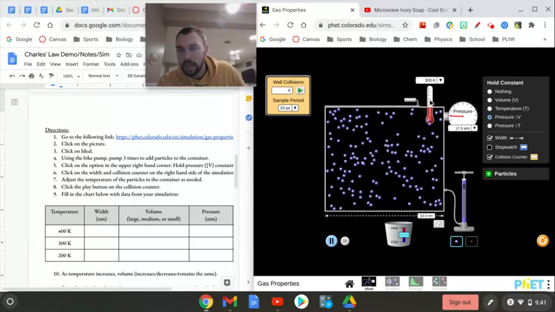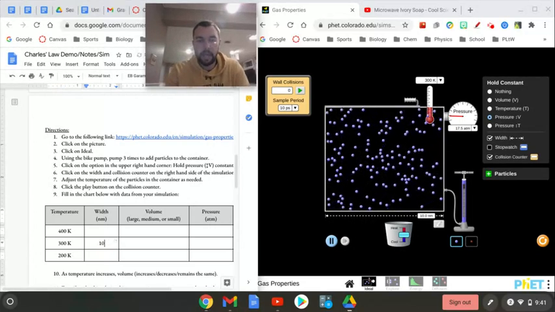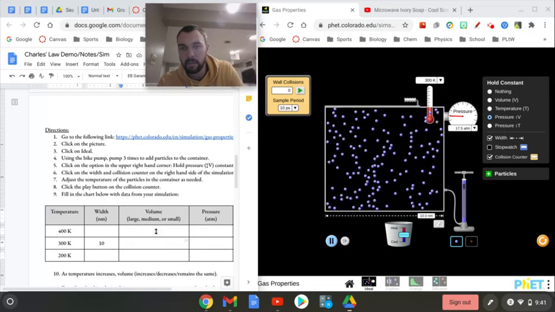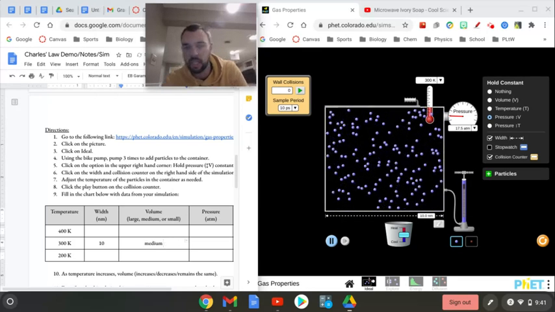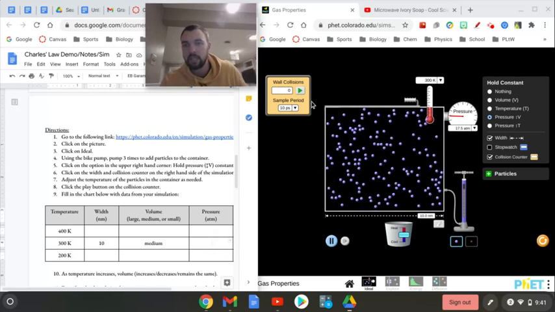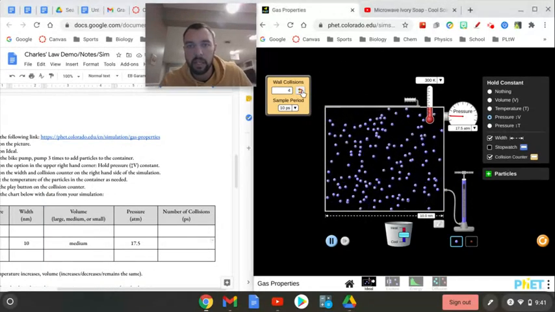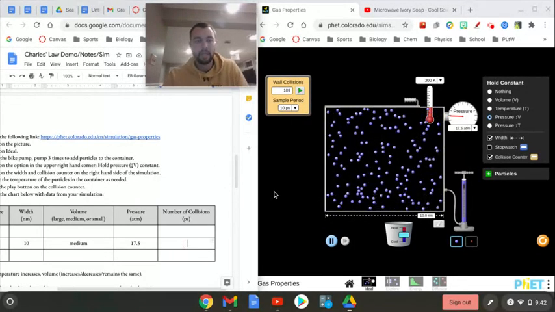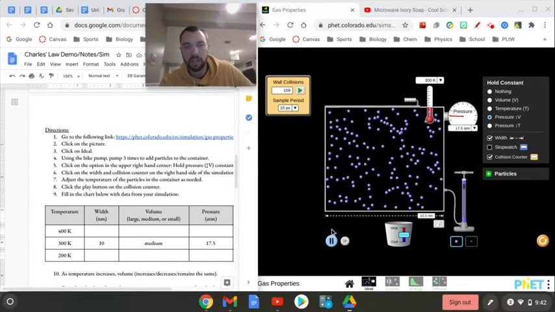Okay. So right now the temperature is 300 K. So what is the width? The width is 10 nanometers. The volume, I don't know. I'm gonna say that that's medium right now. I can change that if it doesn't get any smaller, if it doesn't get any bigger. And then pressure is 17.5. And number of collisions. Okay, let's hit this play. And we got 109 wall collisions.